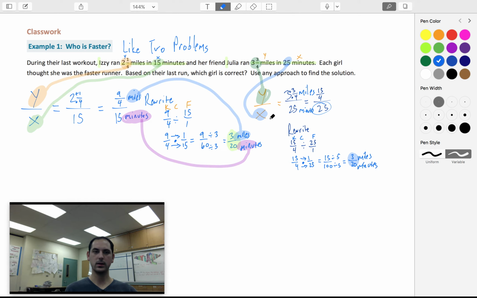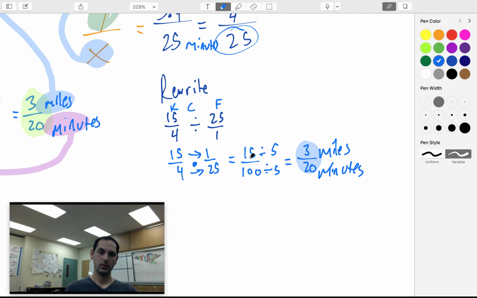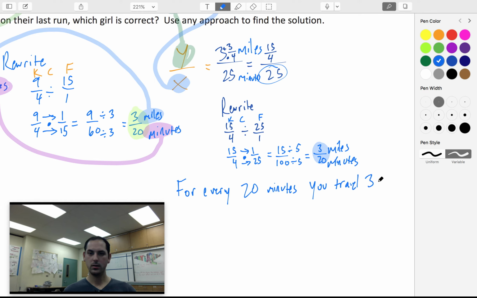So I want you to connect these dots as you're learning this. Well, we know these are the same. Now we got to talk about what it means. So I want you to write what it means. For every, and then start with your time, 20 minutes. How much do you travel every 20 minutes? Do you have an answer? Take a pause. Alright, so for every 20 minutes, you travel, based on here, 3 miles is how you're reading that fraction. So this ratio is telling me for every 20 minutes, you travel 3 miles.